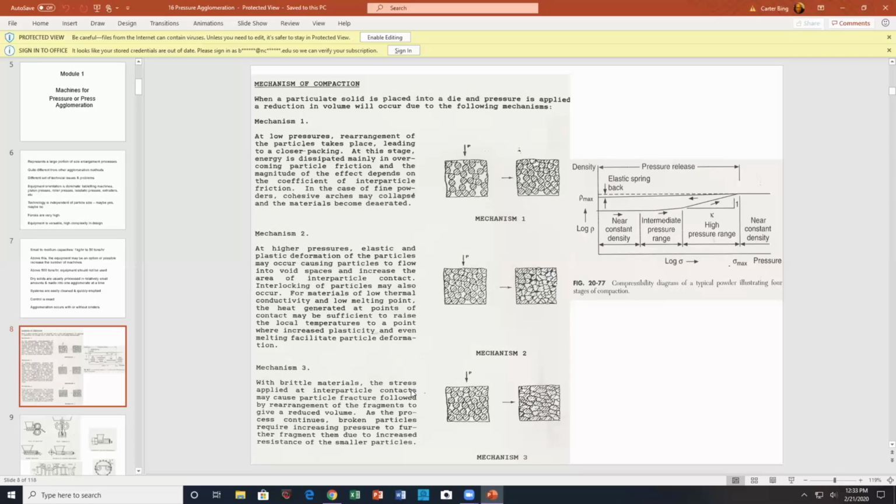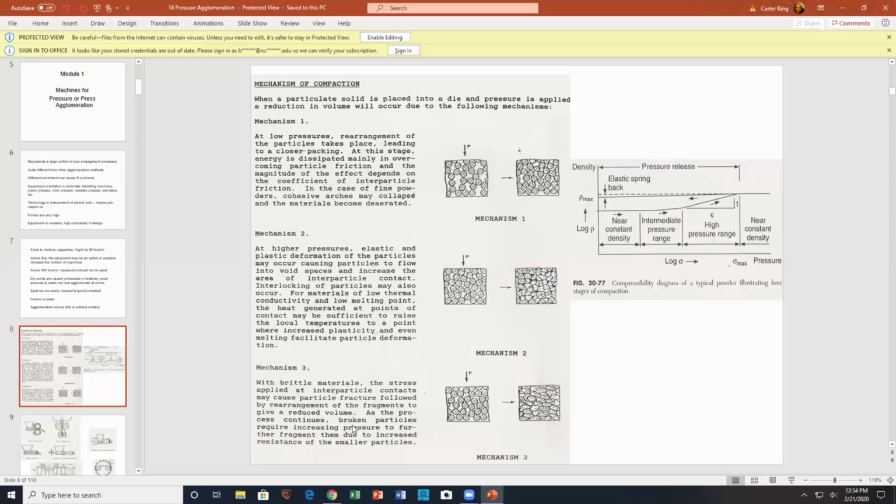With brittle particles, the stress applied at interparticle contacts may cause the particles to fracture. Now you may have fines production. We may be taking something like this, so the input may be here. Interparticle contacts may cause particles to fracture, followed by rearrangement of the fragments to reduce volume.